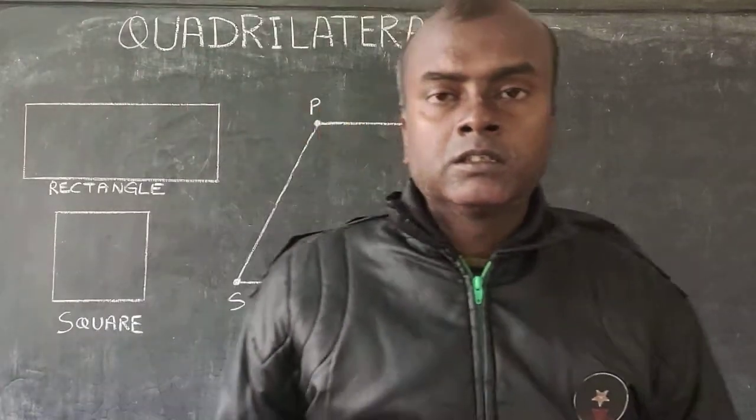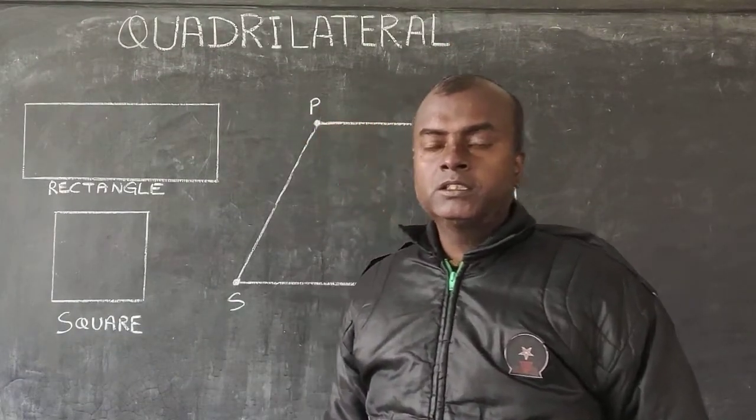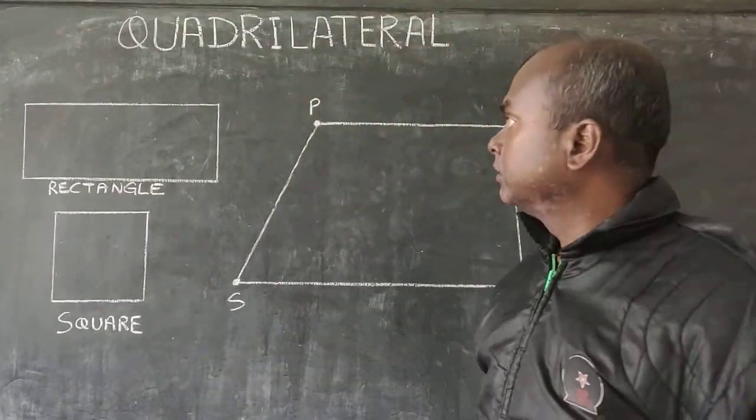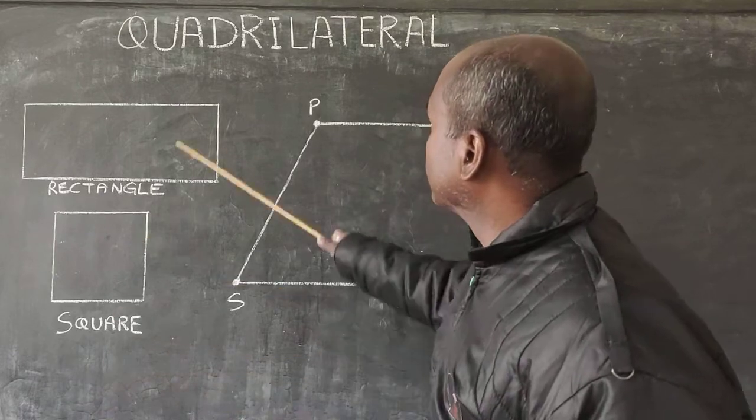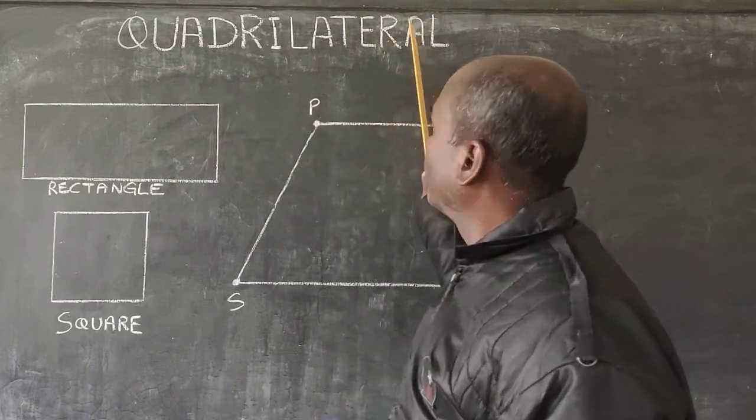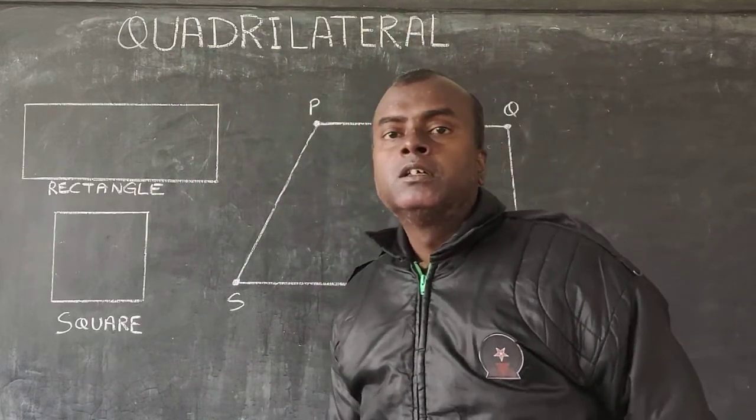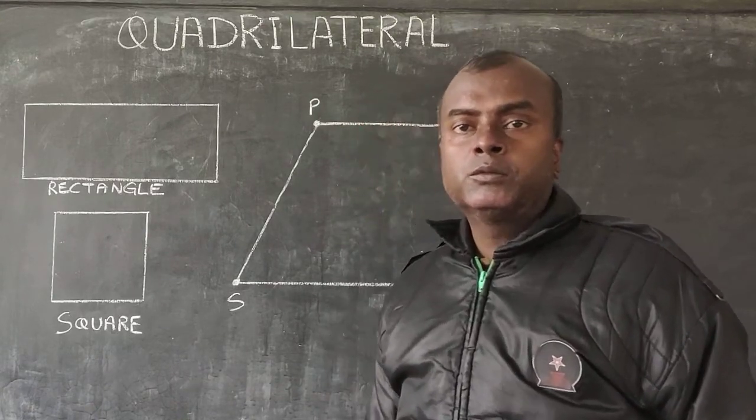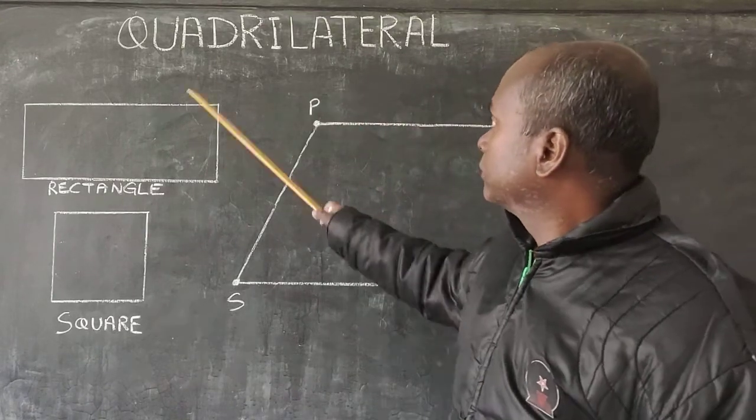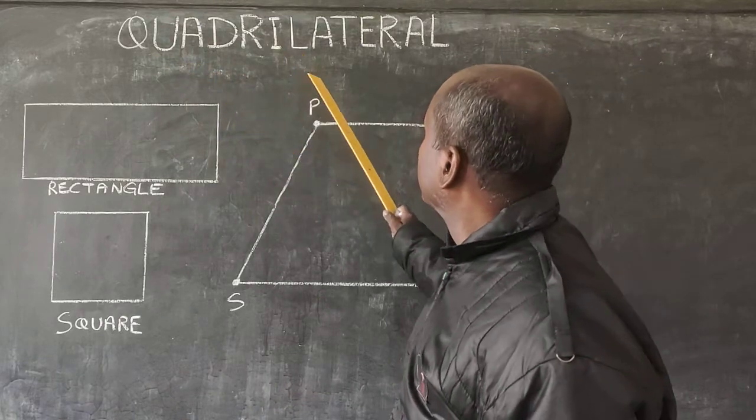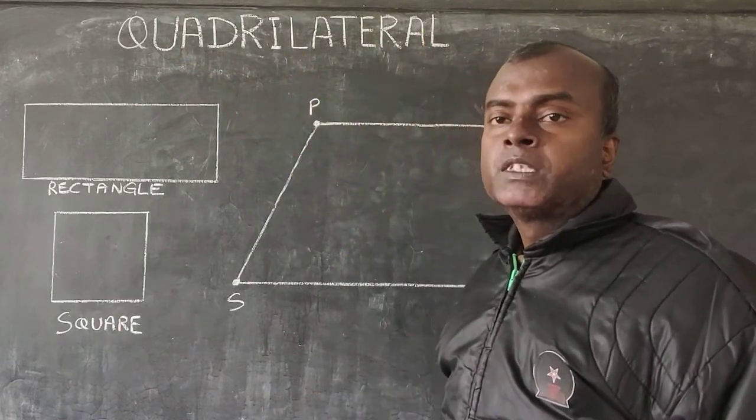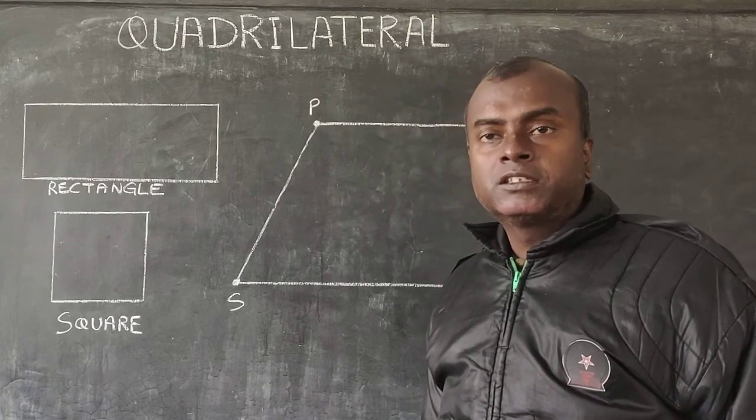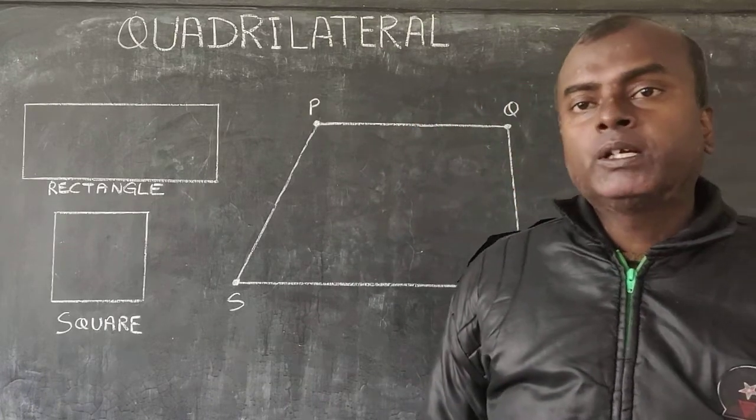Welcome class 6. Now today in mathematics we will study a new topic in geometry, geometrical figures that we are learning. In that we learn about quadrilaterals. Quadrilateral, the first word, it consists of two words, quadra and laterals. Quadra means 4, laterals means lines. In this case, straight lines.